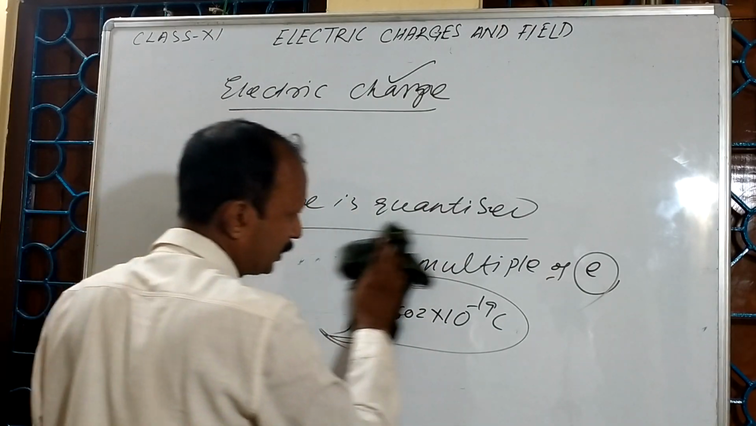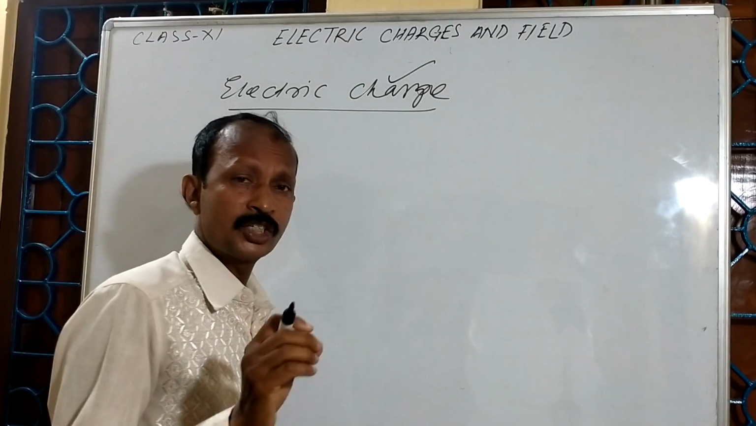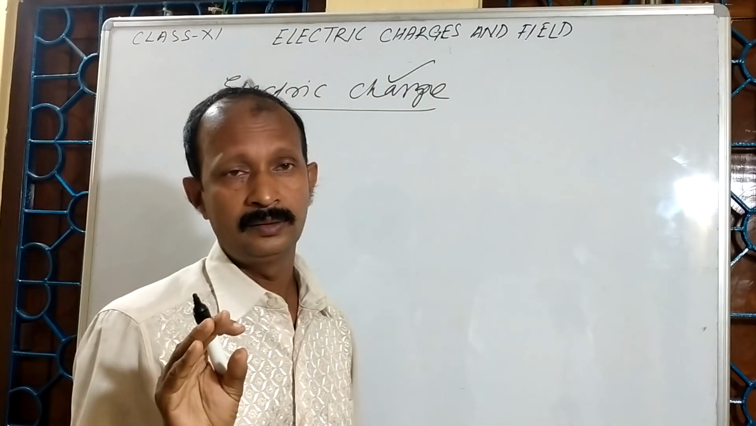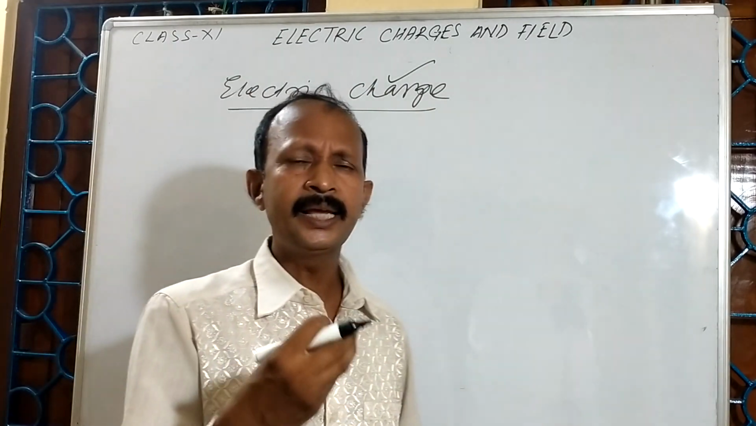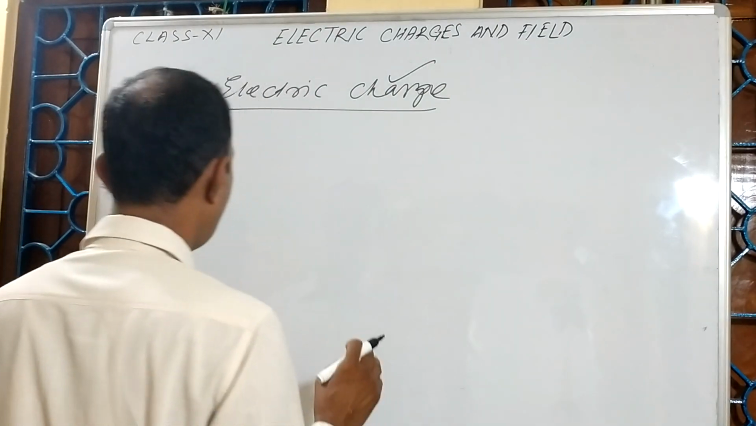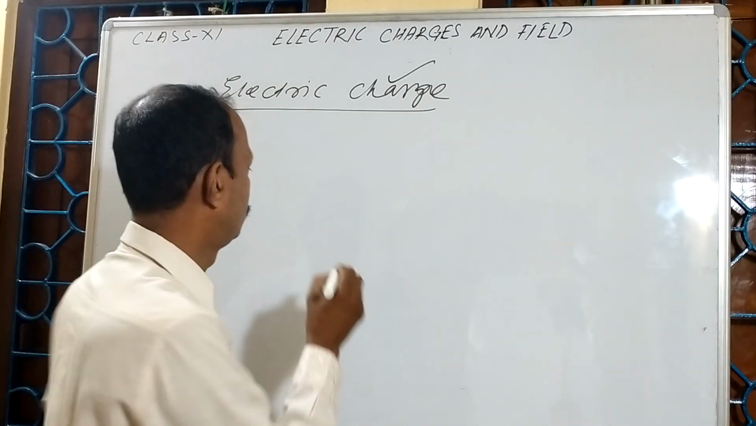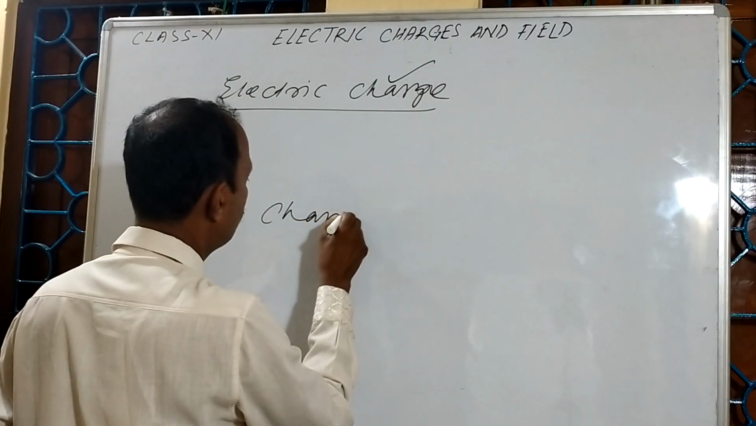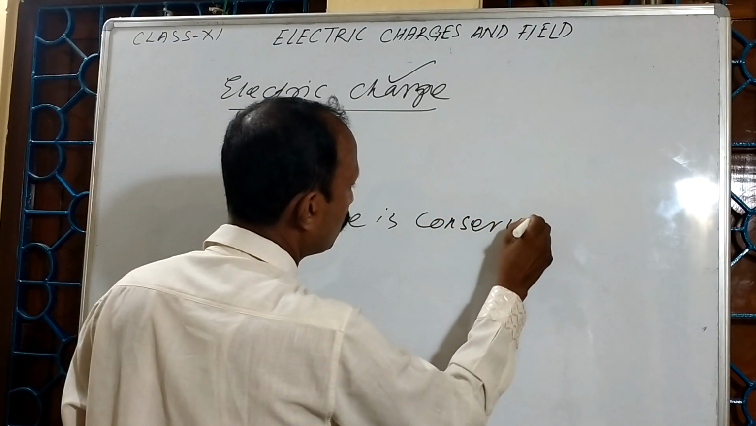Now I can say that charge is conserved. See one more point. So charge is quantized. It can be expressed as an integral multiple of a certain quantity. Okay. So now I am telling that charge is conserved. What is meant by charge being conserved? Charge is conserved.